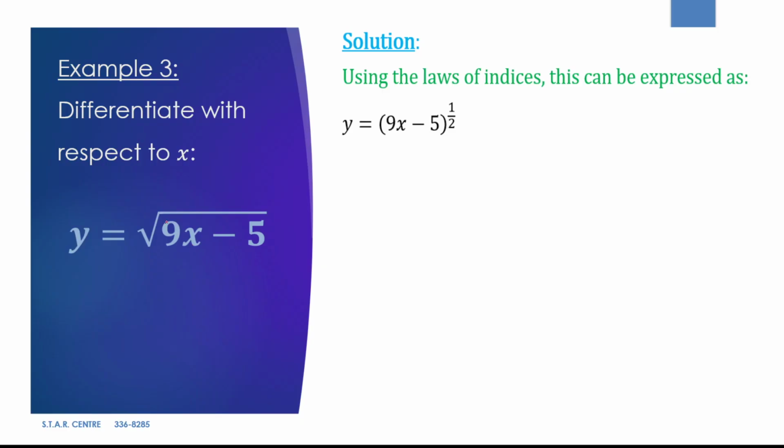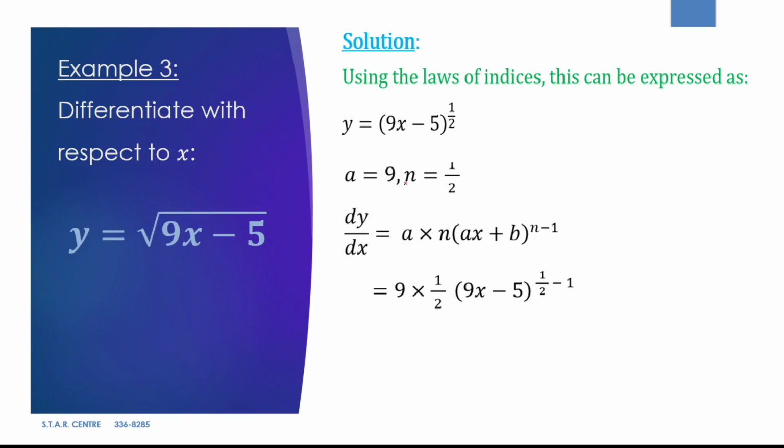There was a little error in the question itself. I had a 2 here previously. It is supposed to be the square root of 9x minus 5. So the square root of 9x minus 5, using the laws of indices, can be expressed as y equals (9x minus 5) to the power of a half. And now this is in the form (ax plus b) to the power of n, and we can use our rule to differentiate.